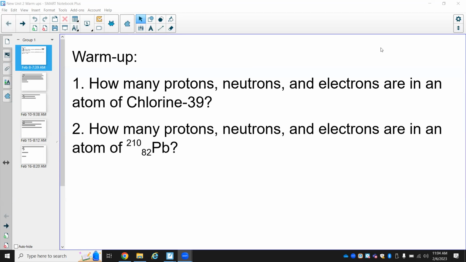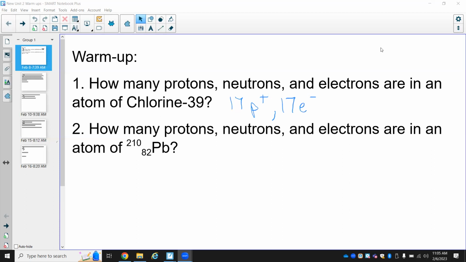Remember, whenever it's written this way, that 39 is our mass number. So if you look, chlorine on the periodic table is number 17. Remember that atomic number means that there are 17 protons. And unless you're told this has a charge, you assume that it also has 17 electrons, because remember, the positive and negative charges have to cancel out.